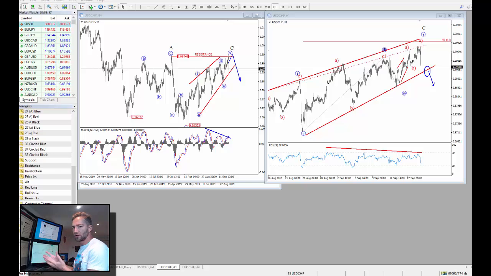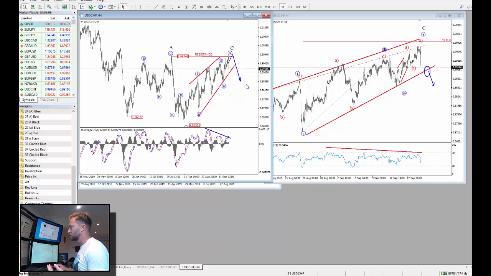As you know, the dollar has been turning to the downside for the last few sessions after the Fed cut rates by 25 basis points. So what we see is a very nice, interesting reaction down actually on dollar Swiss.